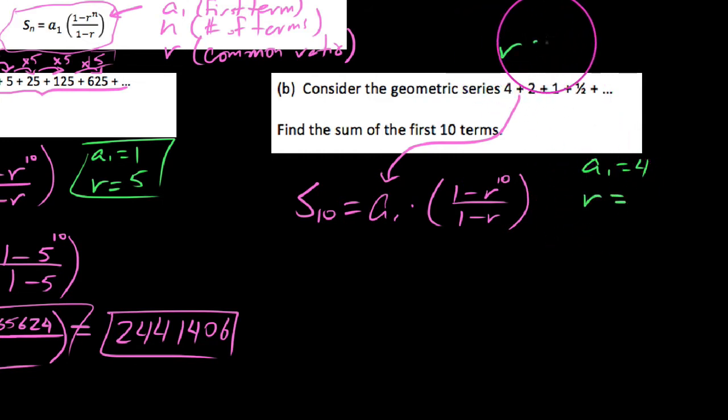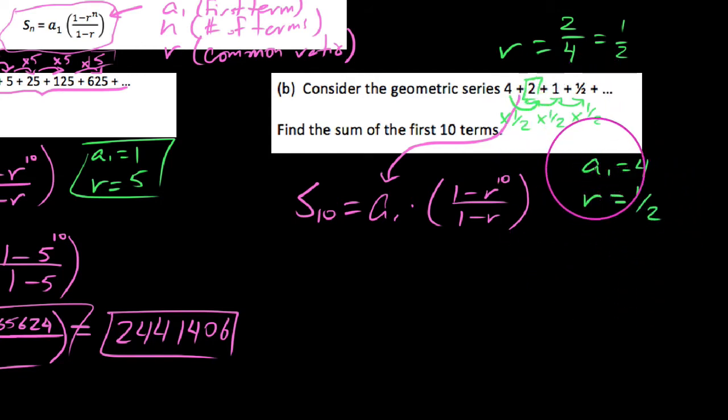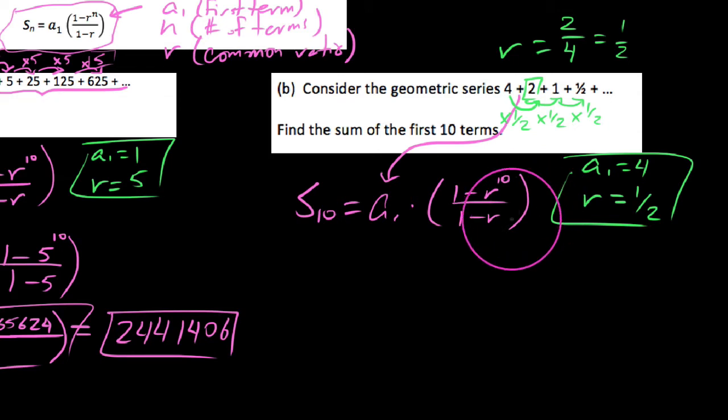Remember, we can always find r by taking a term like 2 and dividing it by the term right before it. So 2 divided by 4, which is a half. In other words, we keep taking each term times a half to get the next term. So times a half, times a half, times a half, okay? So r is a half in this instance. So knowing these things, let's go ahead and plug in what we know.